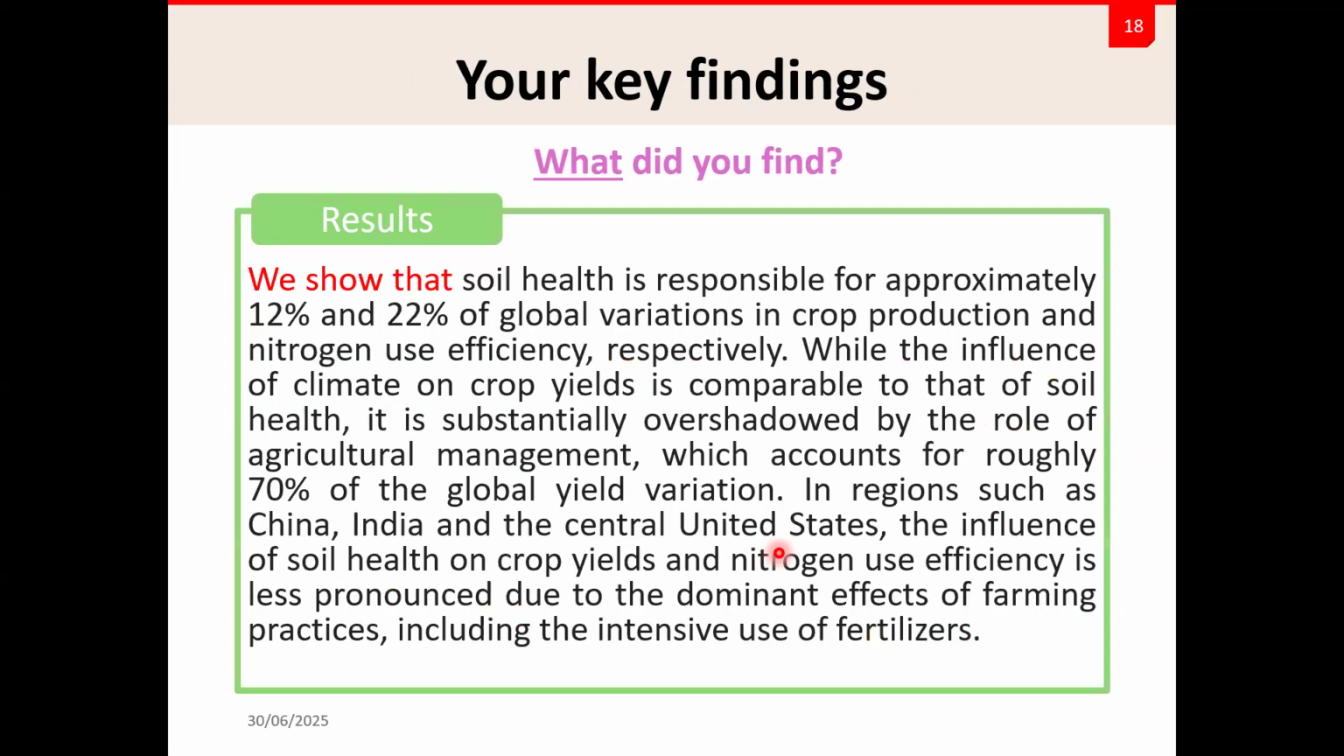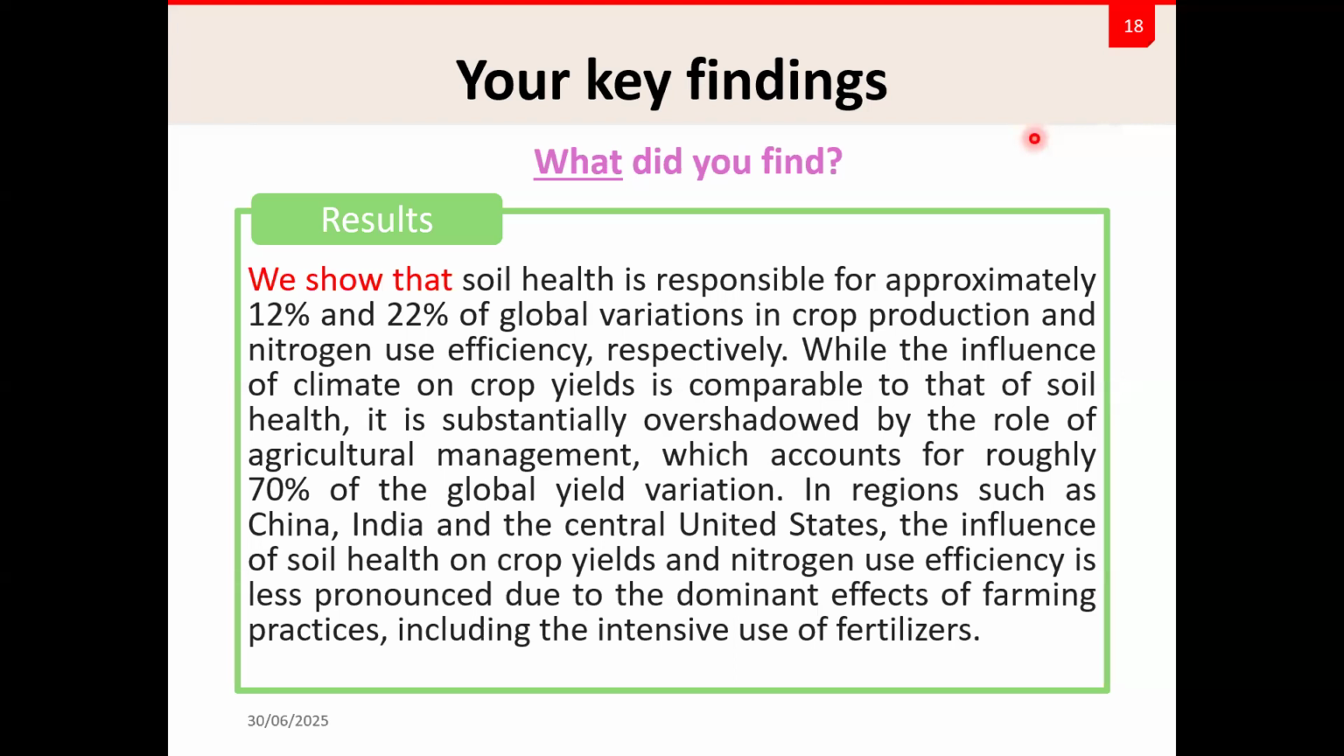And next thing is the results. So here comes the most important part of your abstract. You need to give a high content balance for the results, because results should be expressed about the whole of your project. In this case, they mention several sentences, like they start, we show that soil health is responsible for approximately 12% and 20% of global variation in crop production. Very specific, because it's written 12%, 20%.